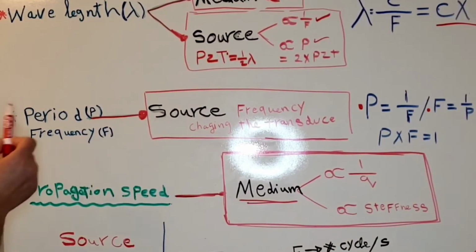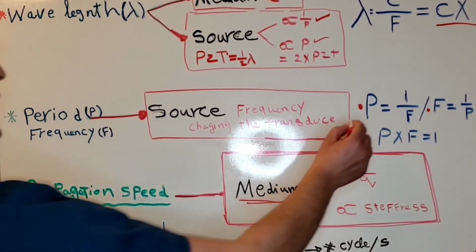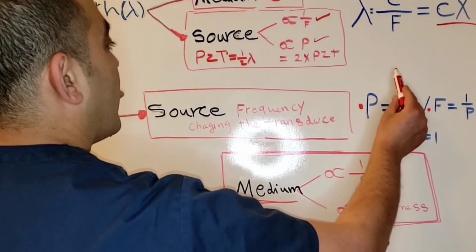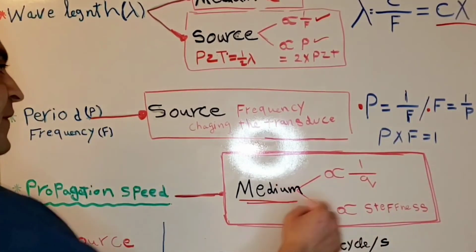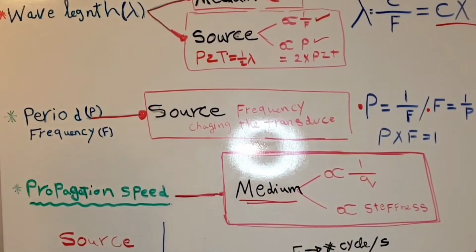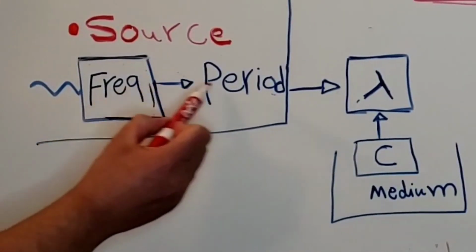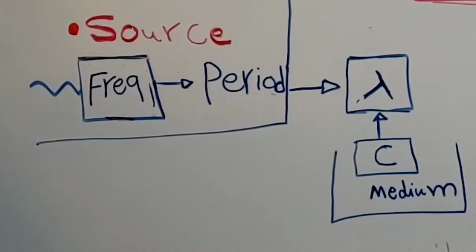Next, we'll talk about the period and the frequency. The period and the frequency depend only on the source. How do they depend on the source? When you change the transducer, you are changing the frequency. And when you change the frequency, you also change the period. Why? Because the period is equal to 1 over the frequency, and the frequency equals 1 over the period, and the period multiplied by the frequency will equal 1.